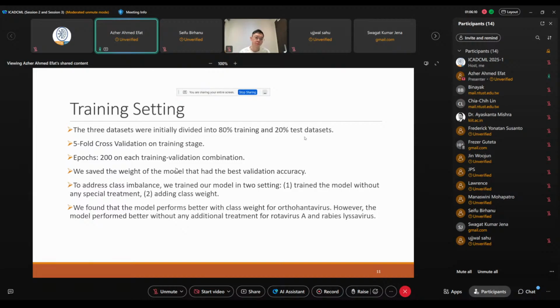And as I mentioned, our dataset has high class imbalance, so to address that, we trained the model in two different settings. At first, we trained it without any kind of special treatment to handle the imbalance, and after that we trained it again by adding class weights to the dataset.